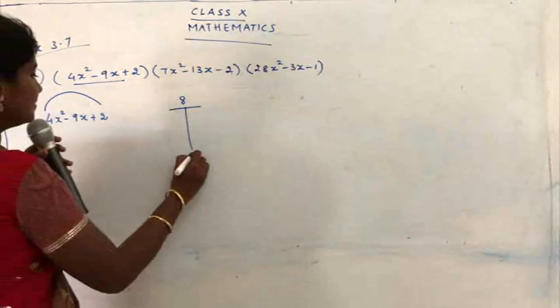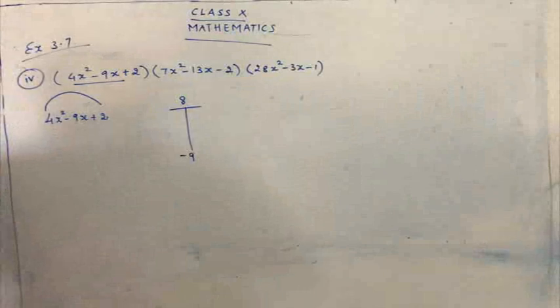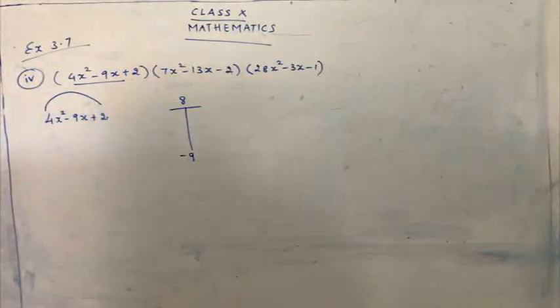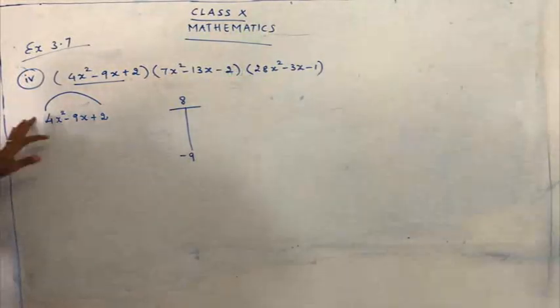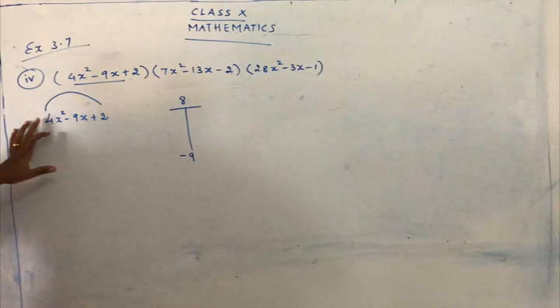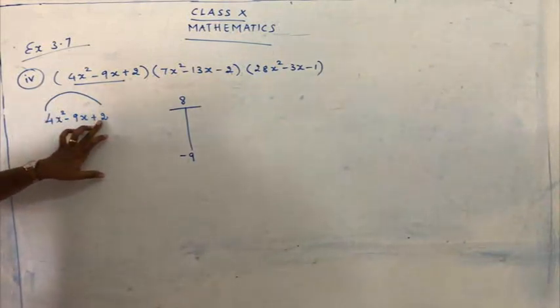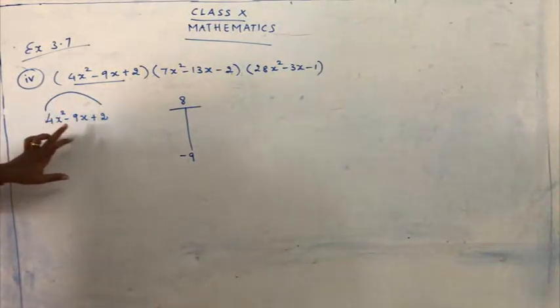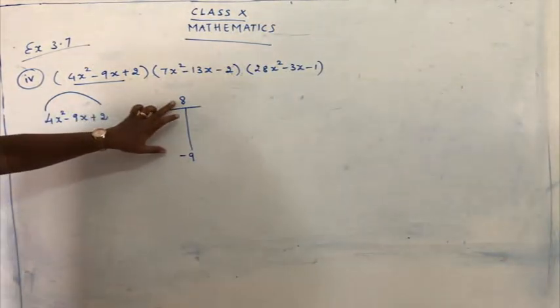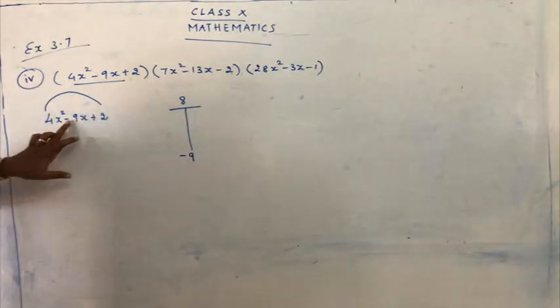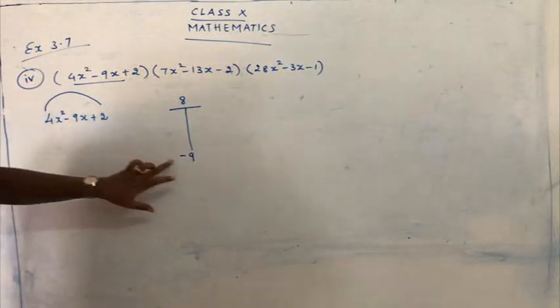So now what's the next step, children? So we have drawn a T. We have taken 8 on the top of T. We have taken minus 9 on the bottom of T. So from where do you get 8? You have to multiply the coefficient of the first term and the constant term. That is, we are multiplying 4 and 2. So we have got the top of T, that is 8. Then you have to take the coefficient of the middle term. What's the coefficient here? It's minus 9.